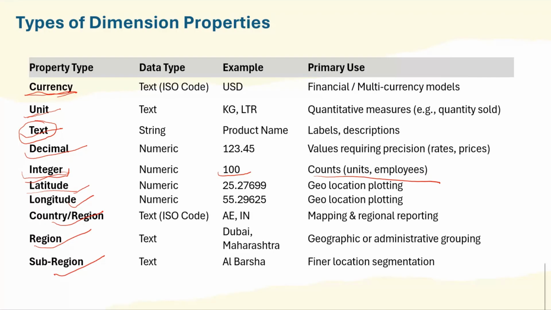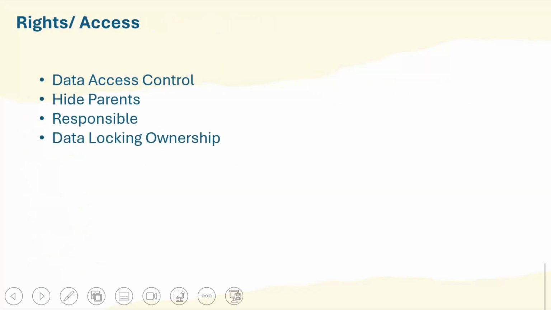Okay, moving to the next part, which is the write and access. Within write and access, we have 4 checkboxes. When we create a public dimension or even a private dimension, and we go to the dimension table, within the dimension table we will see these 4 checkboxes. For example, checkbox 1, checkbox 2, checkbox 3, checkbox 4.